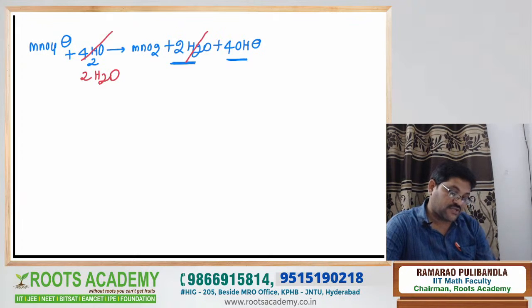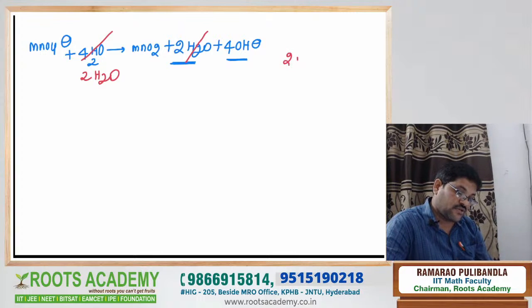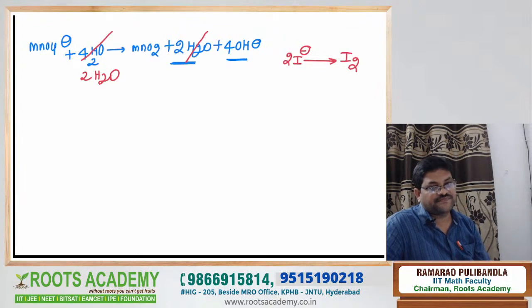MnO4 minus plus 2H2O gives rise to MnO2 plus 4OH minus ions. This equation you write as is. 2I minus gives rise to I2. That equation you write as is.